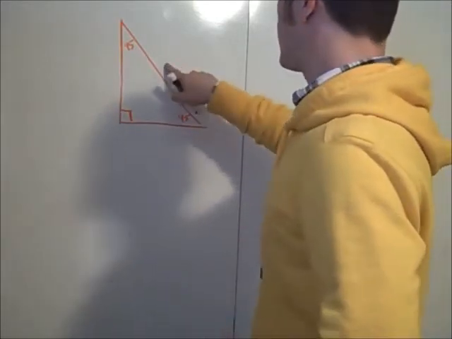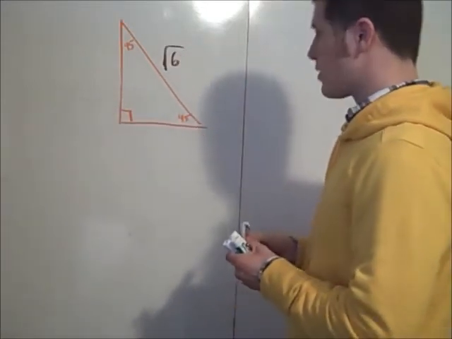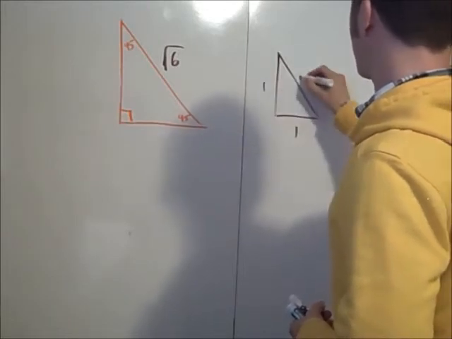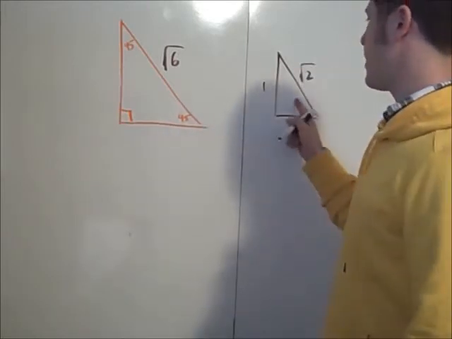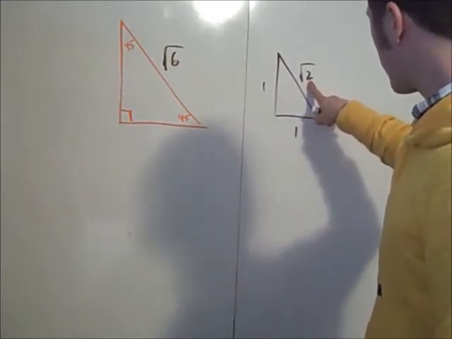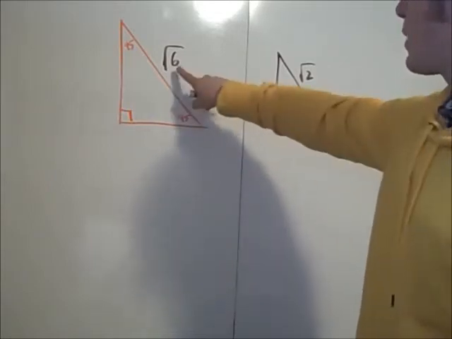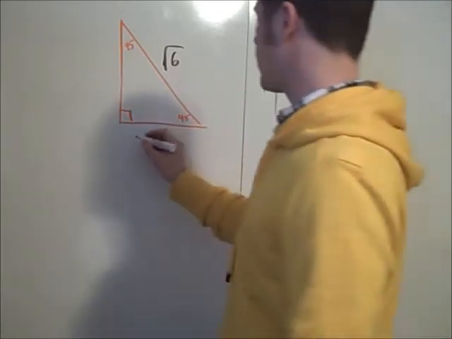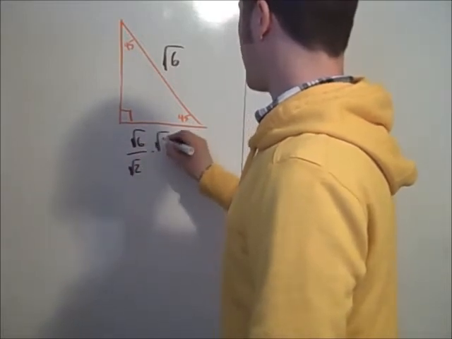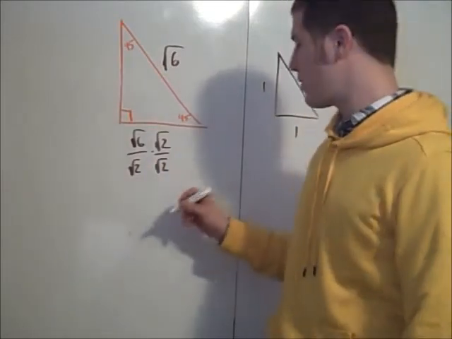But let's say this one is root 6. So let's just think about the base case: 1, 1, square root of 2. And these are similar. So we know that to get from the hypotenuse to a leg, we can just divide by root 2. So we just take root 6 and divide it by root 2 to get here. So we take root 6 divided by root 2. Multiply top and bottom by root 2 to rationalize the denominator here.